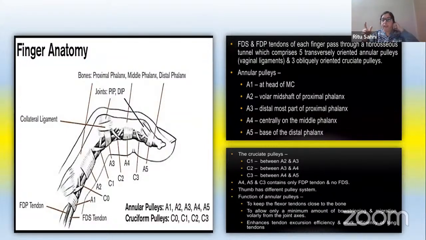At what point the finger is stuck gives the idea whether it is the cruciform pulleys or the annular pulleys, in the proximal or middle part of the proximal phalanx, or in the middle or distal phalanx. According to that, we have to see that these ligaments, the cruciform pulleys, are not providing gliding properly. It is also very important to see how these flexor tendons, which are close to the bone, work with the annular pulleys for smoothing. They allow only a minimal amount of migration or joint axis movement, and if these tendons work efficiently with the long tendons, then the patient has a proper grip.